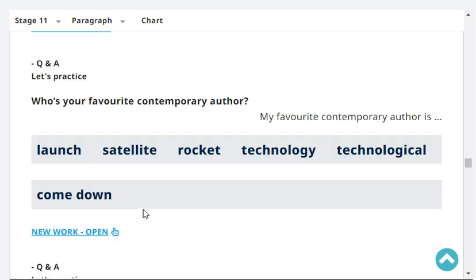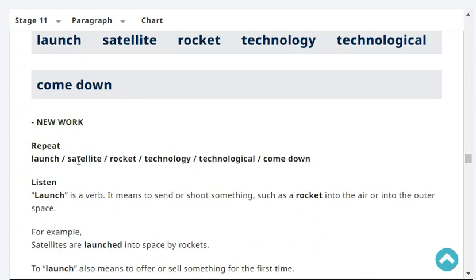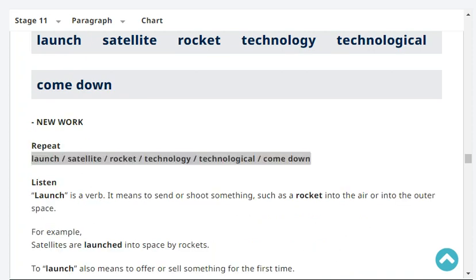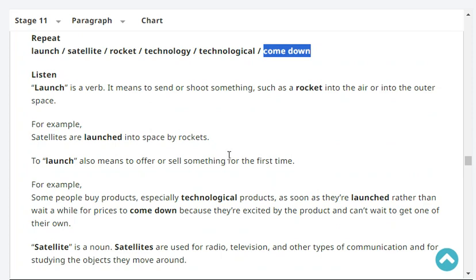Okay, next repeat: launch, satellite, rocket, technology, technological, come down. Very good. Okay, listen. The word launch is a verb. It means to send or shoot something, such as a rocket, into the air or into outer space. For example, satellites are launched into space by rockets.